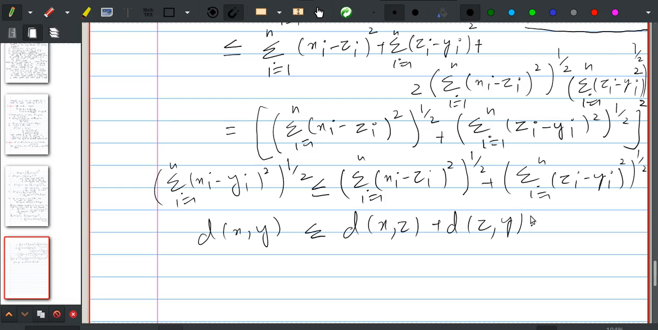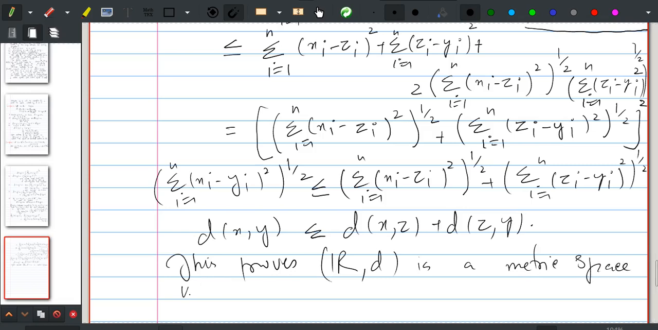So it follows that this space Rn with this metric is a metric space, and this metric is called the equivalent metric on R. So this proves that (Rn, d) is a metric space, where d is called the Euclidean metric.